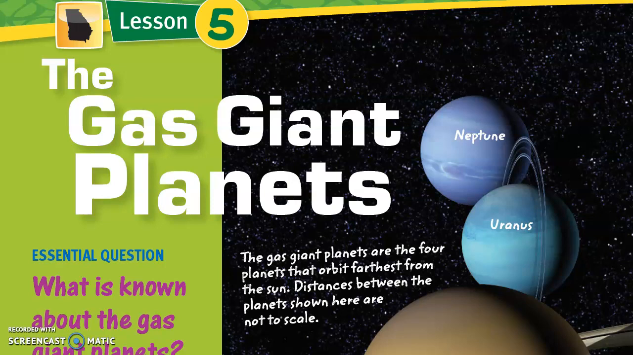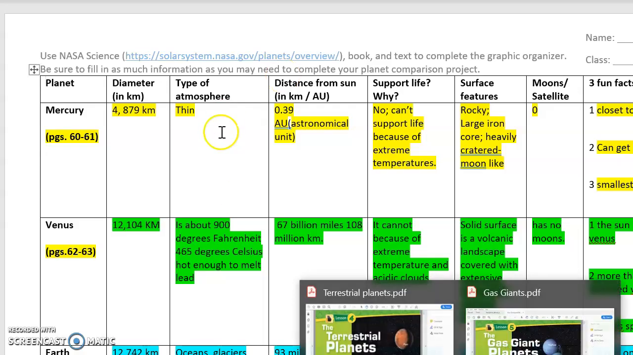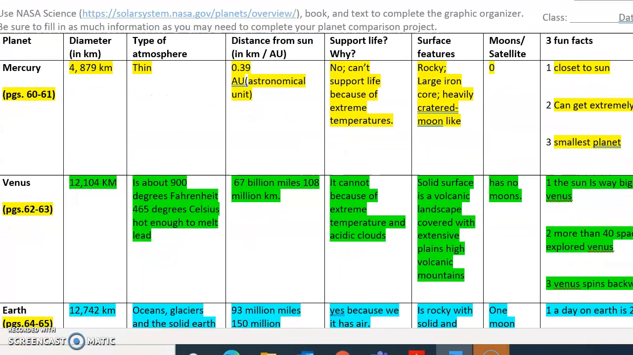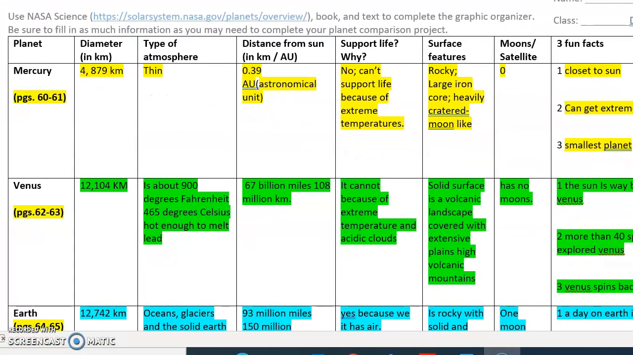NASA website, and the most important document that's really going to help you get through this project and be successful would be your planet graphic organizer. You have all the information in one place. Everything you need for your project. The diameter, the type of atmosphere, the distance from the sun, does it support life, why or why not, the surface features, the moons, and 3 fun facts.